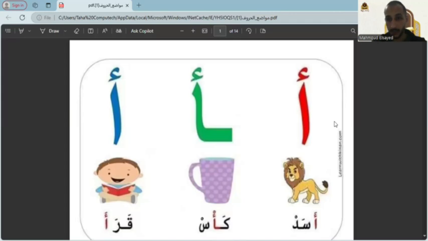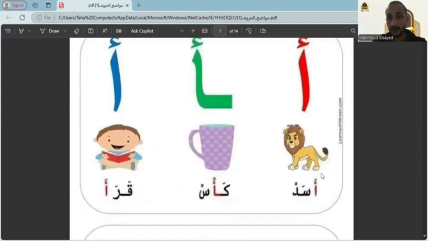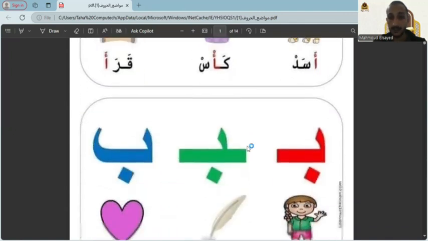Here we are. First of all, we have the letter Aleph. This is how it looks at the beginning of the word, like the word Asad, as you can see. Here it's in the middle, like Kas, and here it's at the end of the word, like Qara'a. So beginning, middle, end.